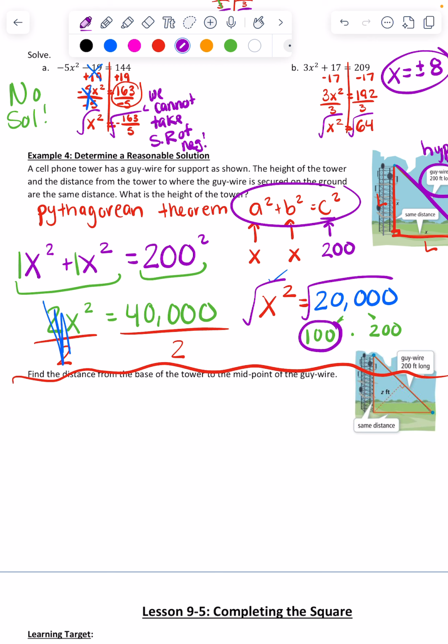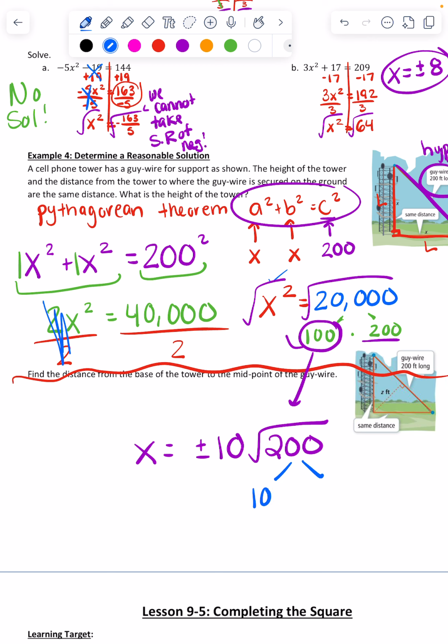This 100 is a perfect square, so we can pull it out by taking the square root of it. The square root of 100 is 10, so 10 is now on the outside, and 200 we're still going to leave on the inside. We're always going to have that plus or minus out front, and right now that is what x equals. Can I keep going, though? Is there another perfect square that we can break 200 down into? Yes, there is. We can break this down into 100 times 2.